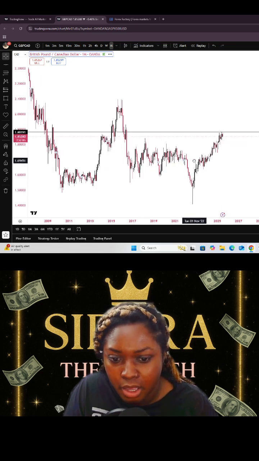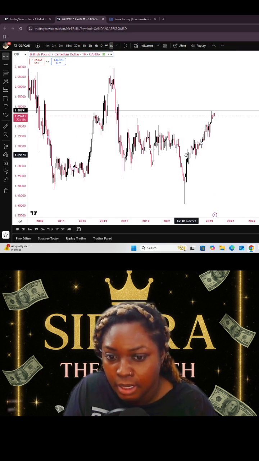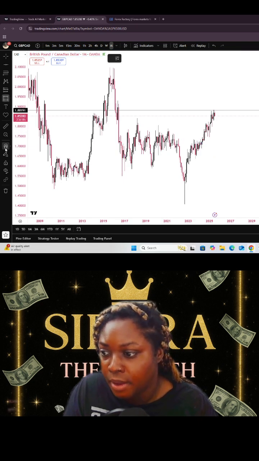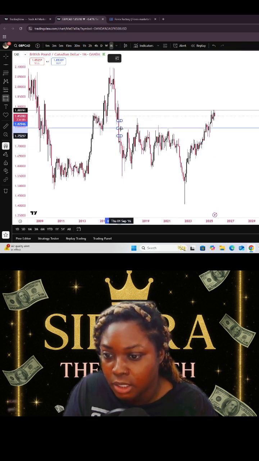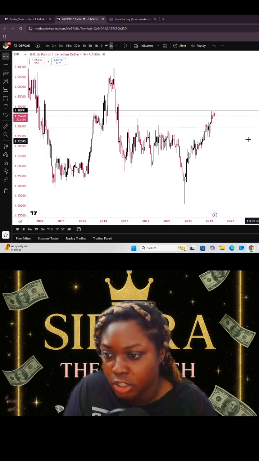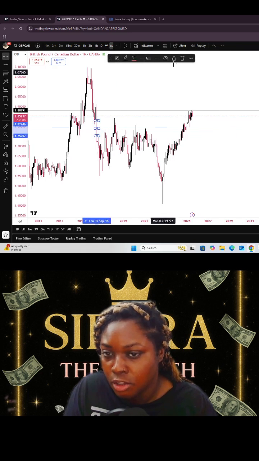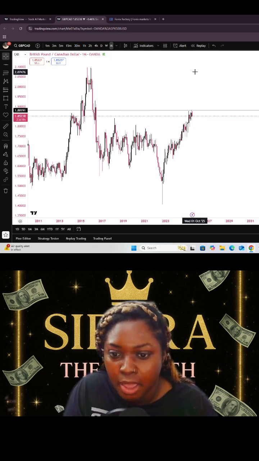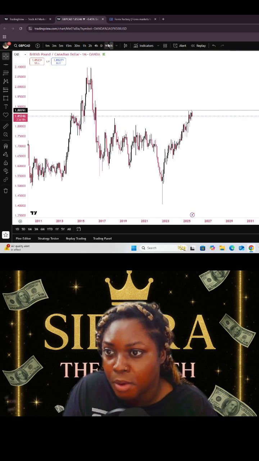Alrighty, and then let's see. I would mark this fair value gap here, but once I mark it, it looks like it's pretty far from price. Current price, if I measure it, it's 613 pips. So I'm not really going to be worried about that. I think that's the only area that I'm going to mark on my monthly.